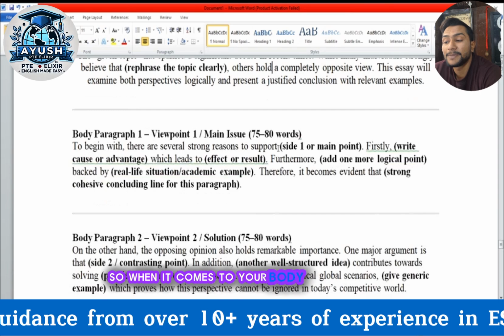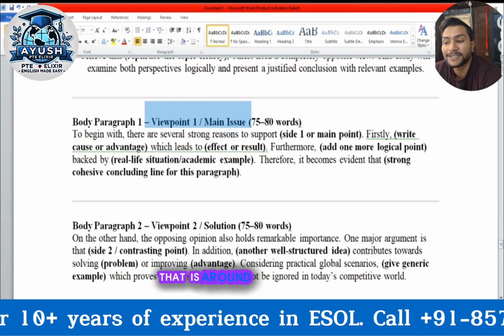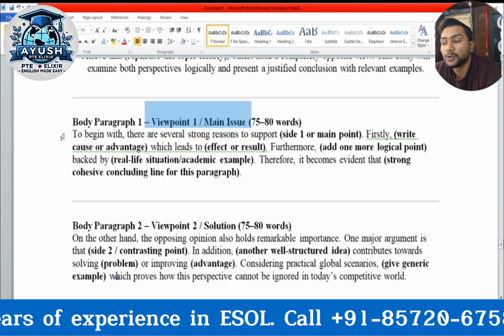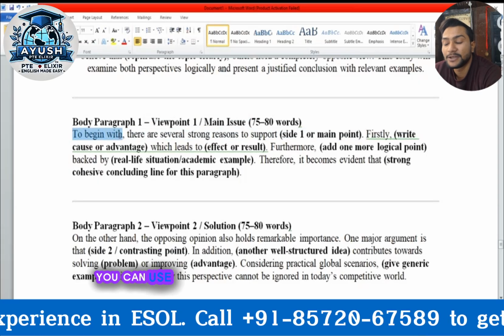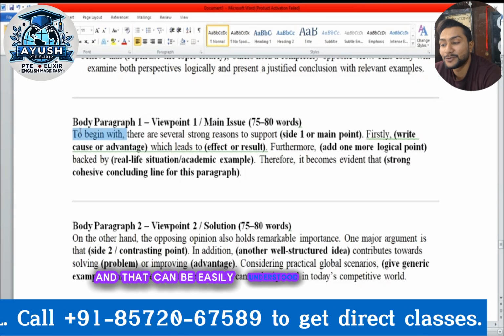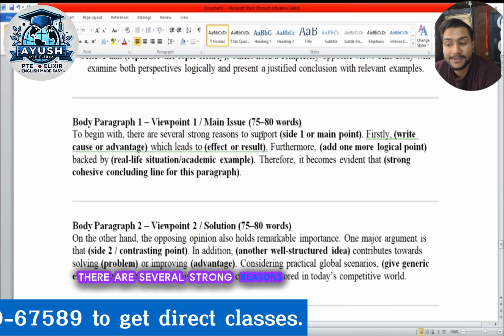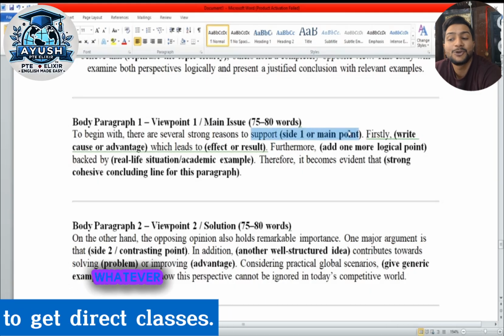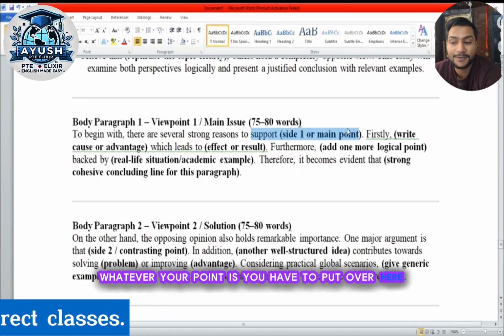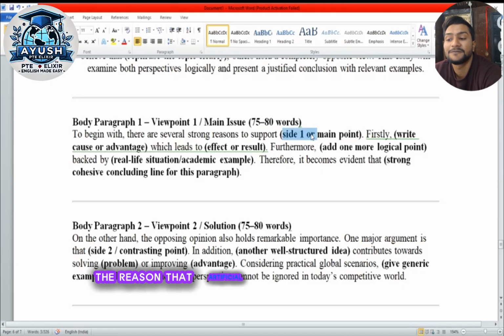Then comes your body paragraph 1, in which you have viewpoint 1 or the main issue, that is around 75 to 80 words. You should always start with a connector. You can use any of them, but this is the easiest one and can be easily understood by any examiner as well. Like, to begin with, there are several strong reasons to support your point. Whatever your point is, you have to put over here. Suppose if AI is good, you can say, to begin with, there are several strong reasons to support the view that artificial intelligence is beneficial for humans.